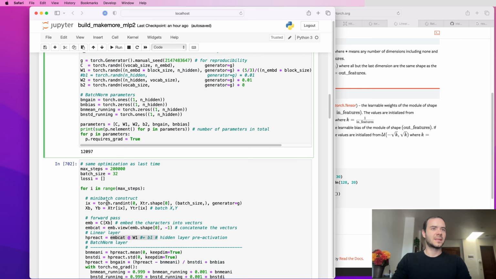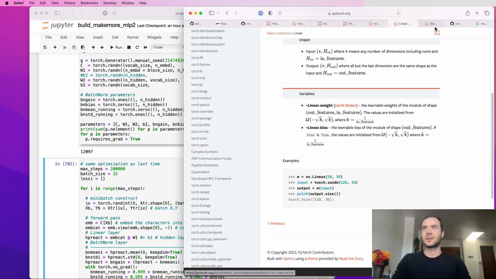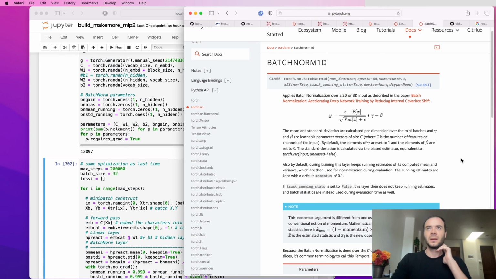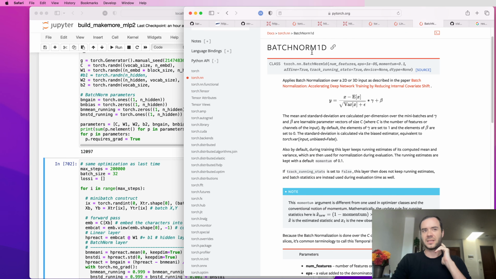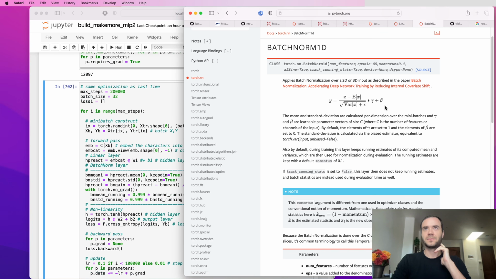And then the second thing is the batch normalization layer. So let's look at what that looks like in PyTorch. So here we have a one-dimensional batch normalization layer, exactly as we are using here. And there are a number of keyword arguments going into it as well.